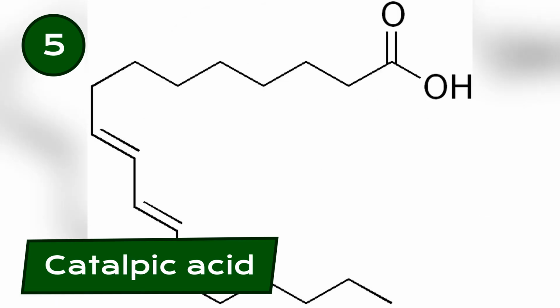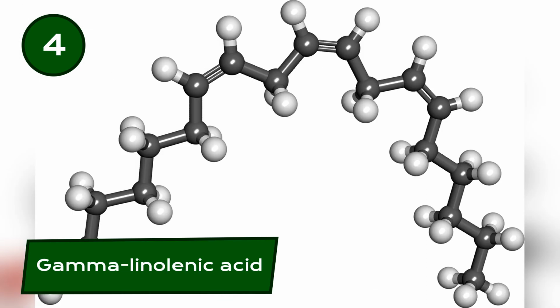Number 5. Catalpic acid. Catalpic acid is a conjugated polyunsaturated fatty acid. The melting point of this fatty acid is 32 degrees Celsius. Catalpic acid occurs naturally in the seeds of Catalpa ovata and southern Catalpa, Catalpa bignonioides.